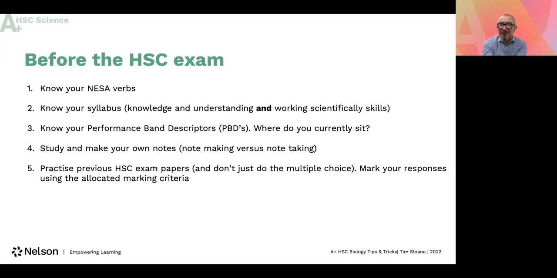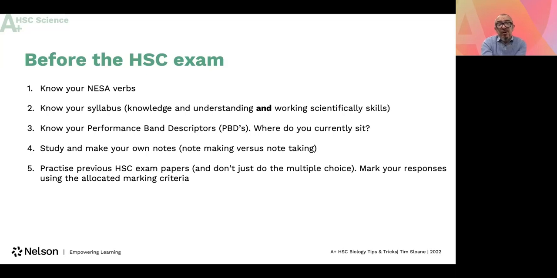Obviously, but surprisingly not necessarily done all that well in some cases, you must know your syllabus and you need to be able to break down the knowledge and understanding components of the course, but importantly, the working scientifically skills.